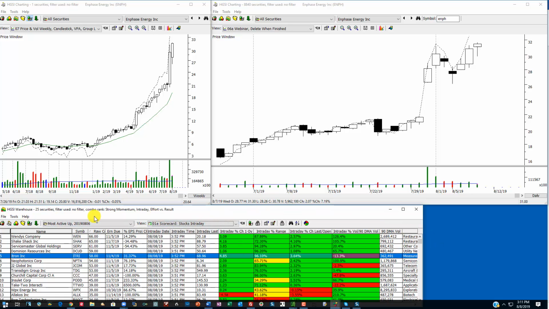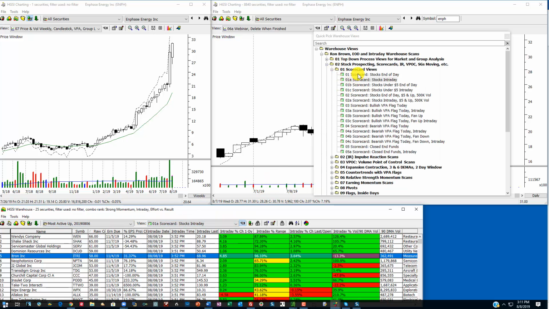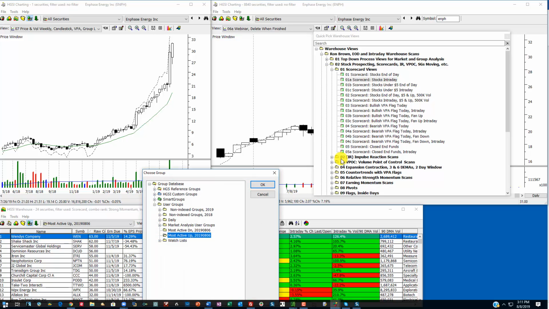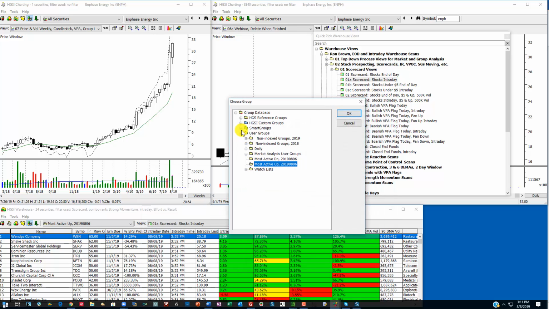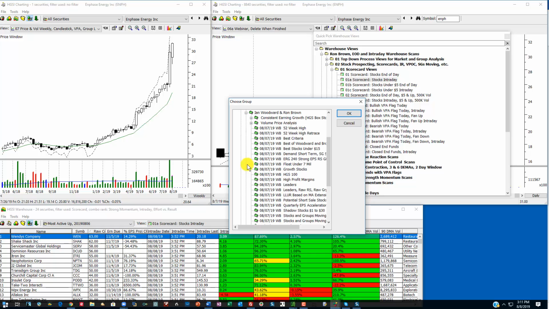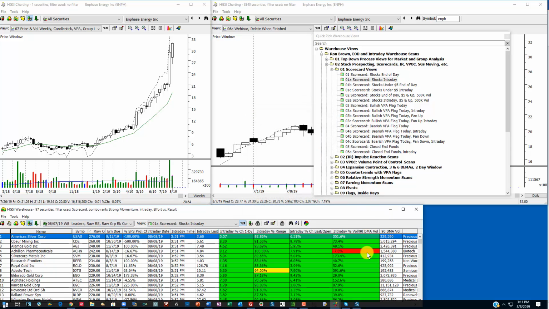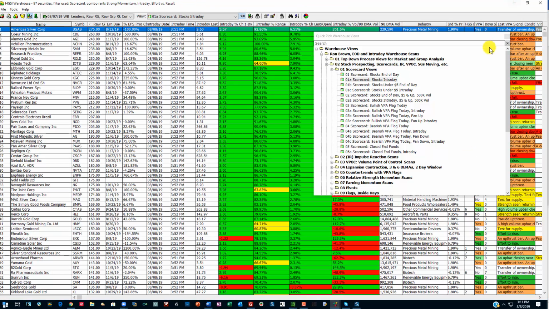What I want to do is I'm going to just go to the scorecard view right now, and I'm going to go into my smart groups. It's under Ian's and my name, and it's under leaders, raw, relative strength, raw combo. And you can see when you're in that group. Let's see how this group did today.